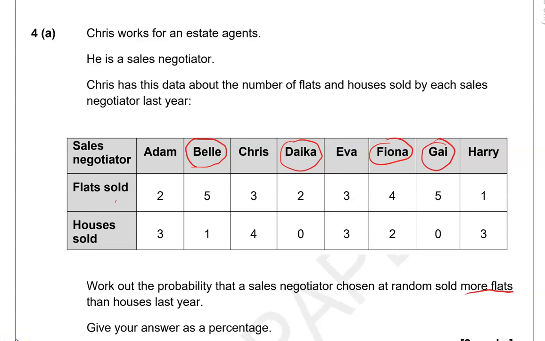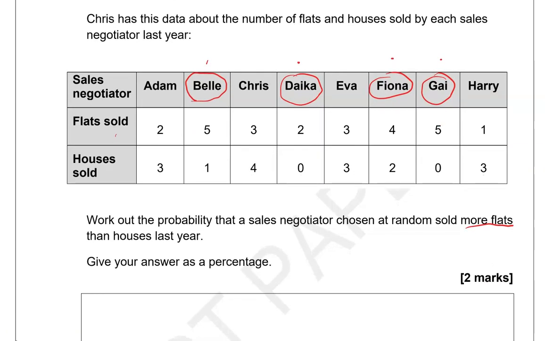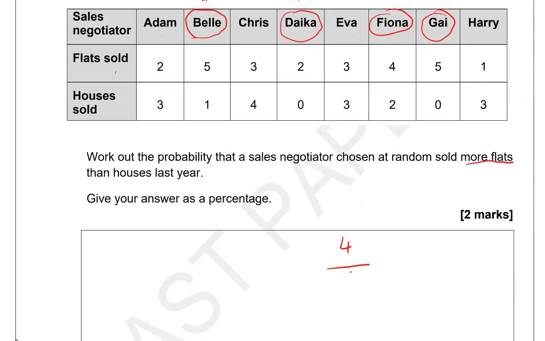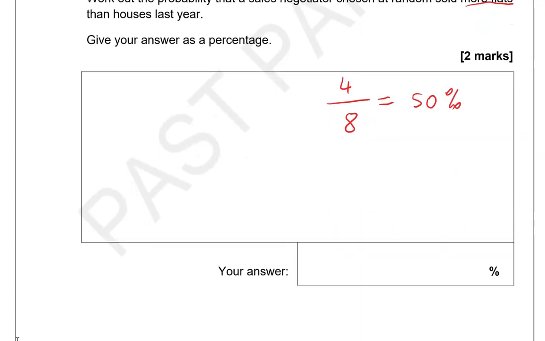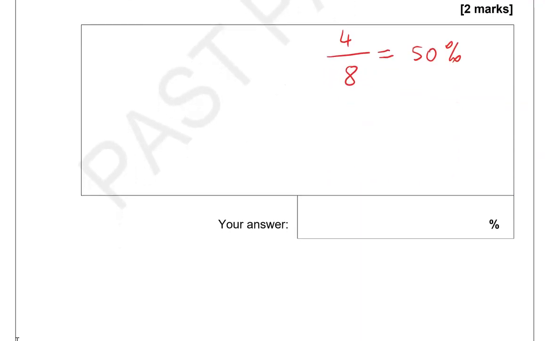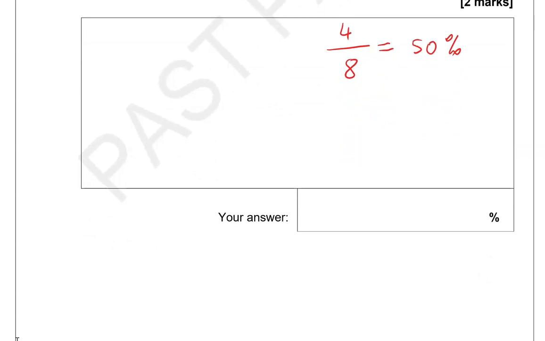So that is 1, 2, 3, 4. So 4 negotiators out of the total, which is 1, 2, 3, 4, 5, 6, 7, 8. So 4 eighths. That is half. So that is 50%. You could do 4 divided by 8 as well, because it'll give you 0.5. Turning that into a percentage still gives you 50%.